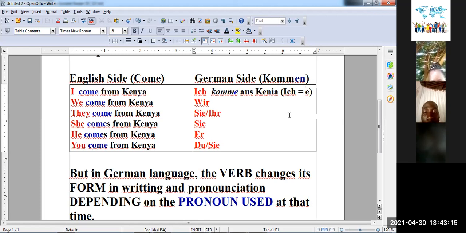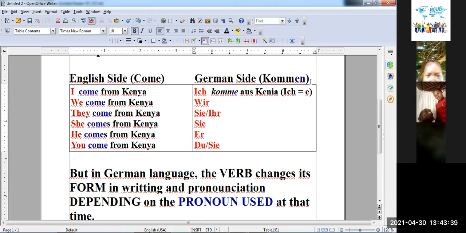Yes, Mr. Lawrence, go ahead. Okay, I'm asking, what if we say "kommen aus Kenya"? It's wrong. When we add that N, it's going to be wrong.